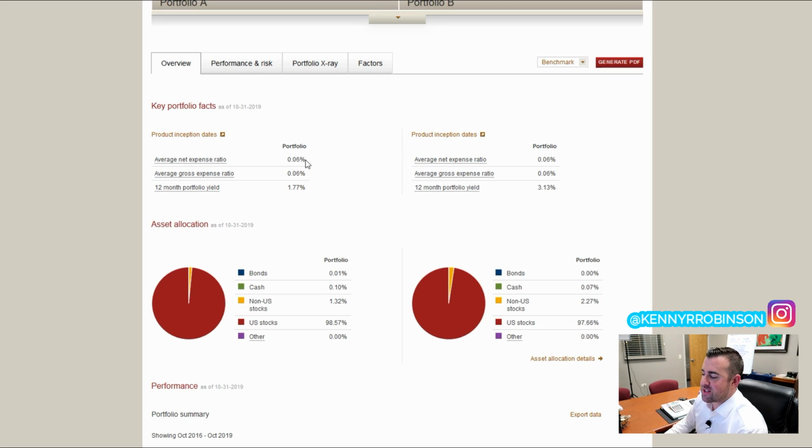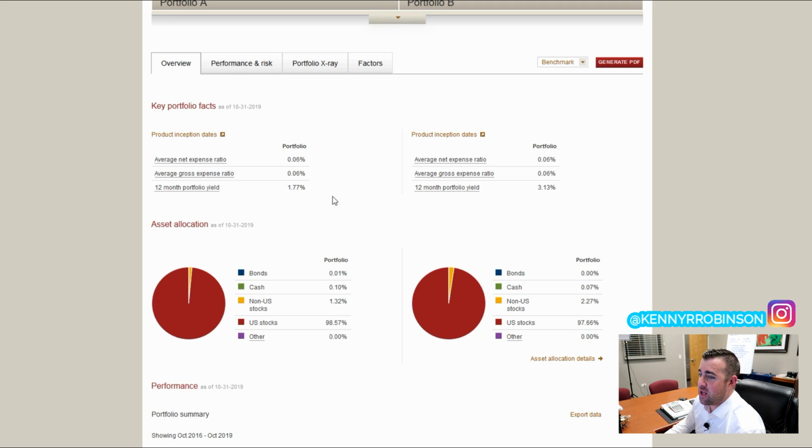6 basis points. That is pitifully cheap. Pitifully cheap. If you think that's expensive, you should go play in traffic, hypothetically speaking. For every $1,000 someone invests on a 6 basis point expense ratio, that is 60 cents per year that it costs you. Very, very cheap, pitifully cheap.